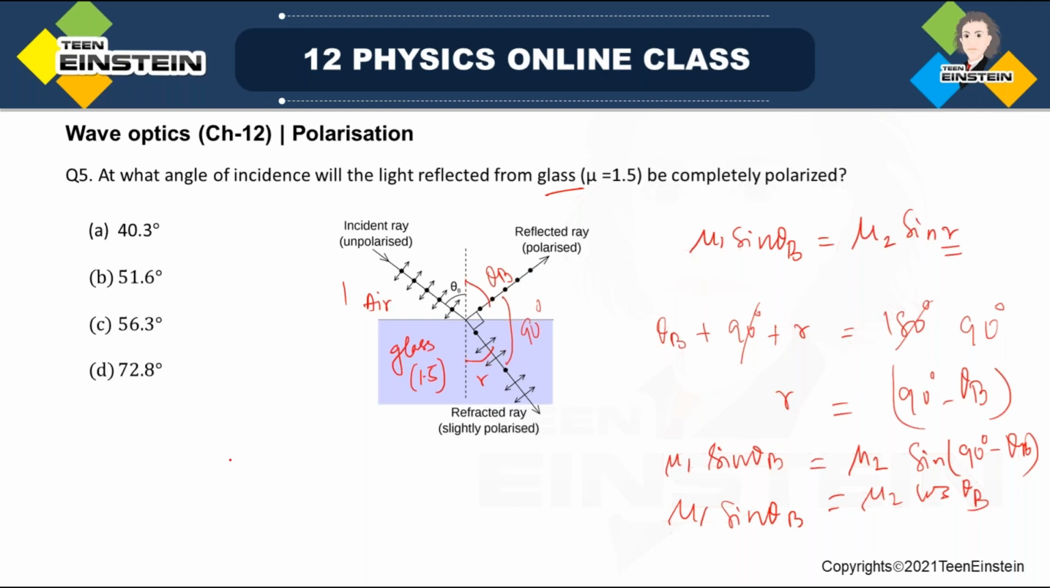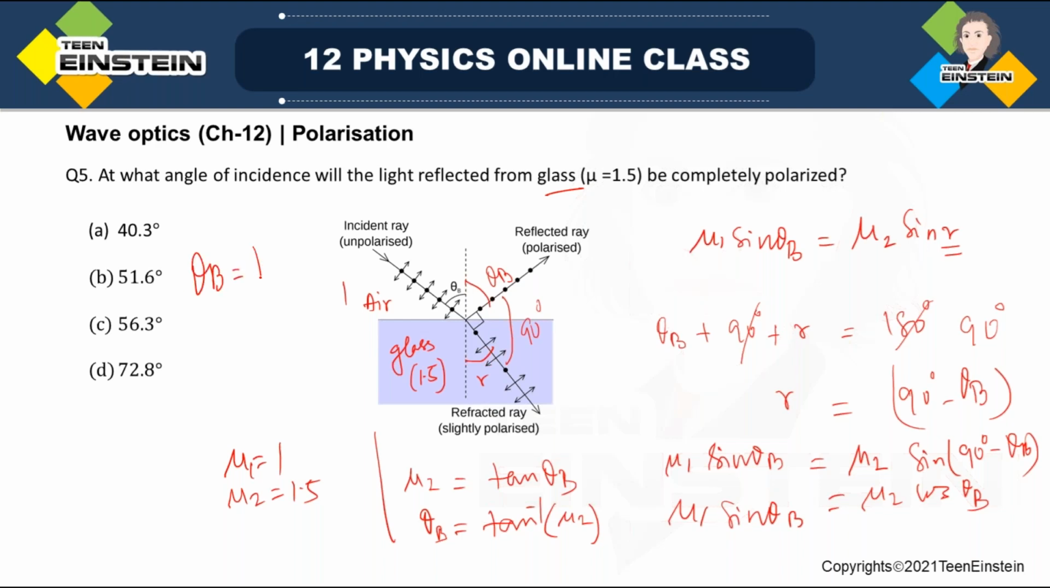So from here we can write, mu 1 is 1, mu 2 is 1.5. So we can write mu 2 is equal to tan theta B. Okay, that means theta B, this is the Brewster's angle, so I have to find out tan inverse mu 2, right? Then what is mu 2? So we have to find out theta B. See, tan inverse mu 2, where mu 2 is 1.5.